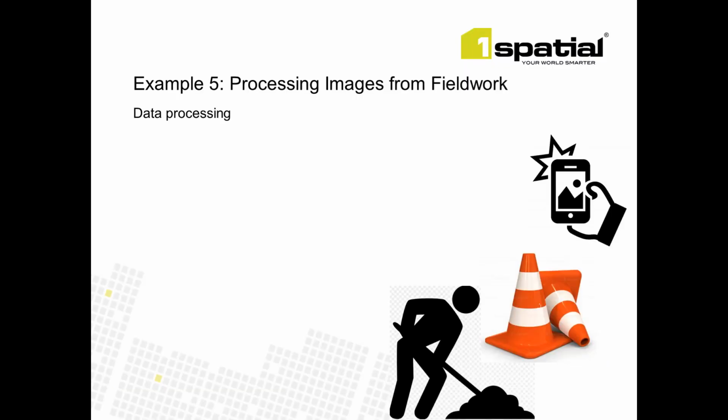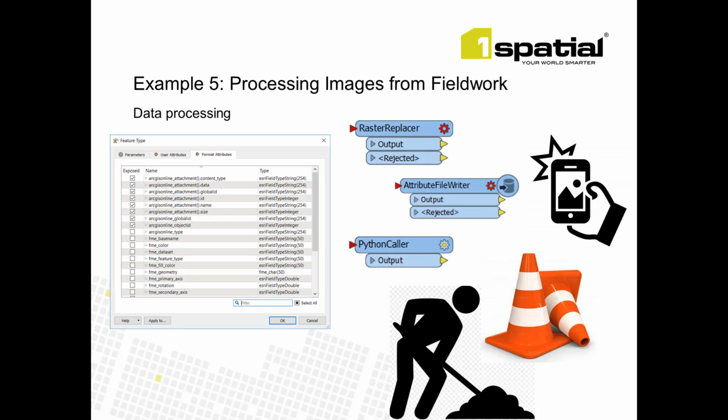Okay, another example, another one in the theme of data processing. Let's imagine you have an ArcGIS Online service for managing roadworks. You might have a team of ground workers digging up the road, doing some maintenance work, and when they're finished, they take a picture with their Toughbook or their smartphone and ship it back to the service as an attachment. Well, using FME, you can pull that data into your workflows and work with it. The trick really is to expose the parameters relating to attachments on your ArcGIS Online reader inside FME, and then you have that data in your workflow to manipulate.